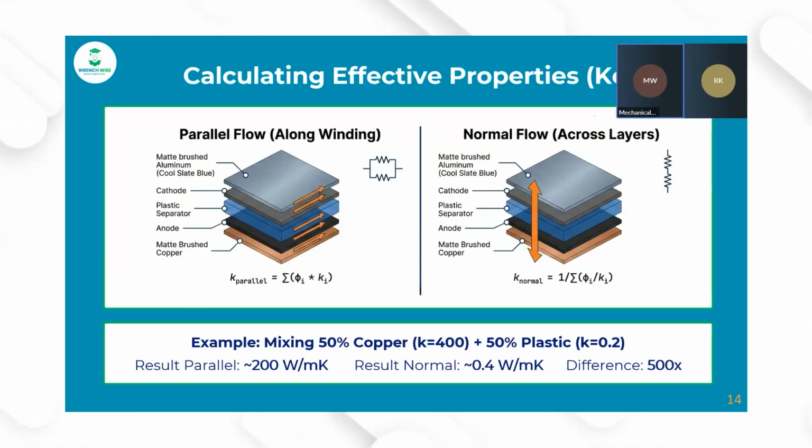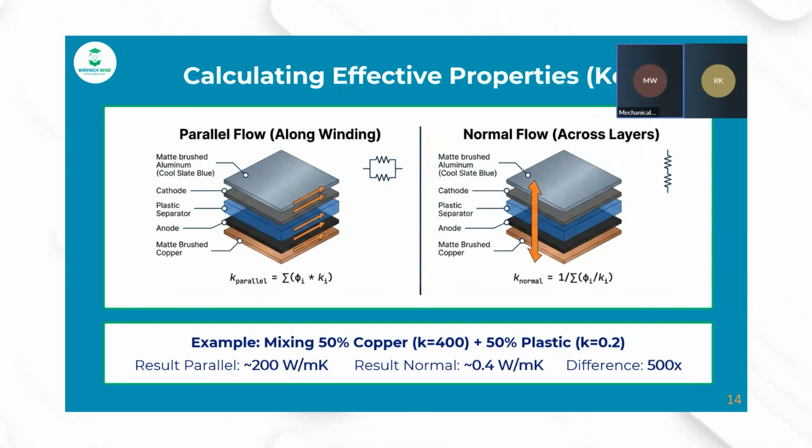So how do we do the calculation now that we understand there are multiple materials and we should account for thermal conductivity? How do we actually calculate these values for our simulation? To do this, we use the rule of mixtures, so to speak, to determine the effective properties of the jelly roll itself. On the left-hand side, we see parallel flow, with arrows moving parallel to your rolled cells, representing heat moving along the winding itself.